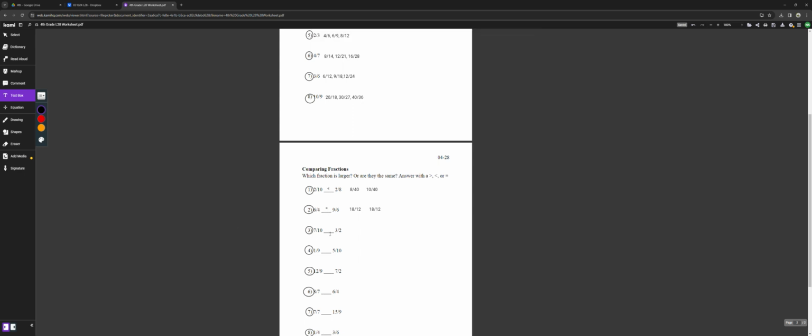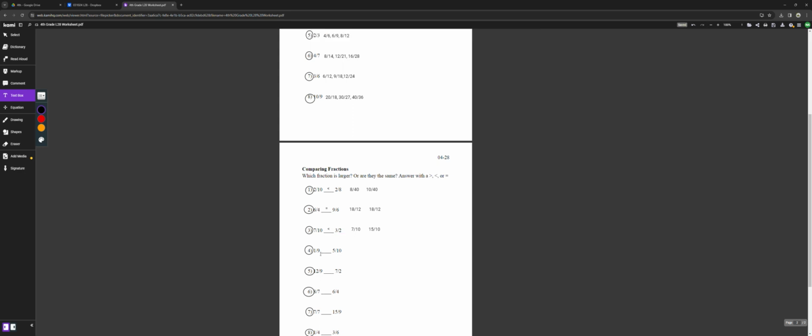Number 3, you have 7/10 and 3/2. And you could compare them by giving 3/2 the same denominator as 10. So we have still 7/10. And then multiply 3/2 by 5 on both, so then you get 15/10. So 3/2 would be bigger.